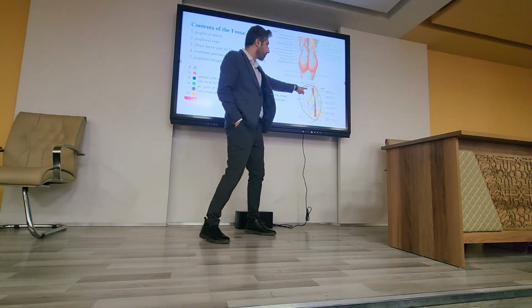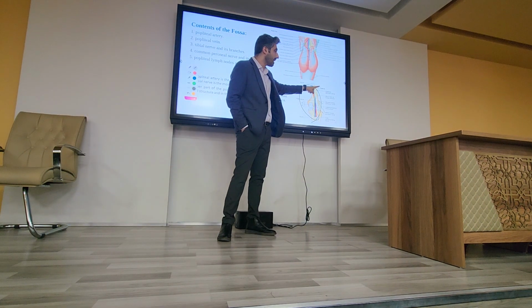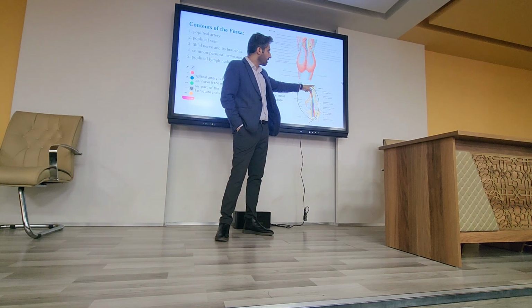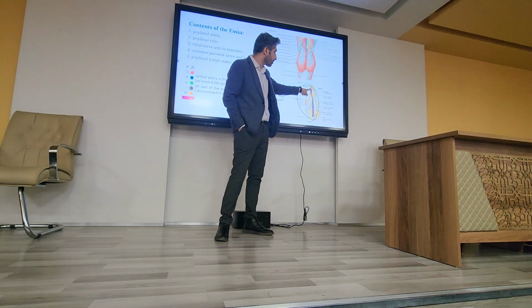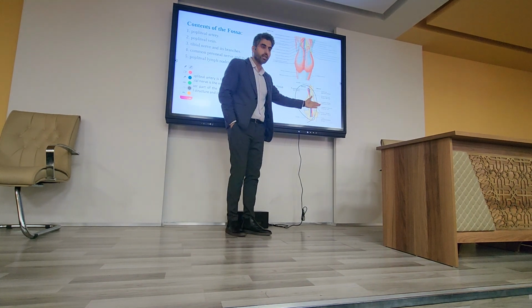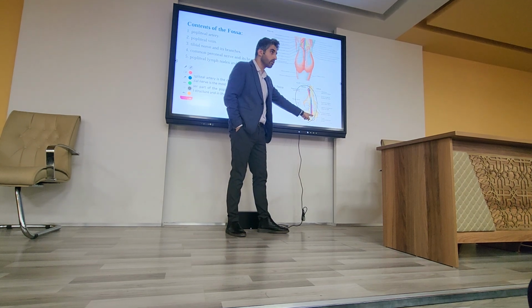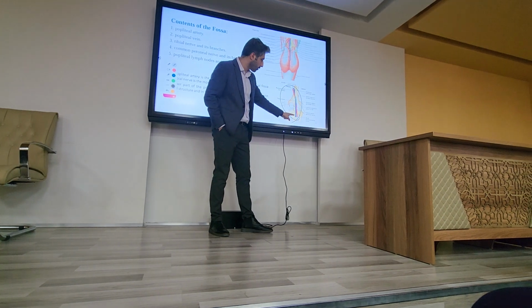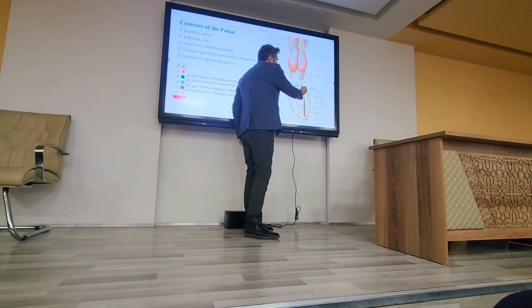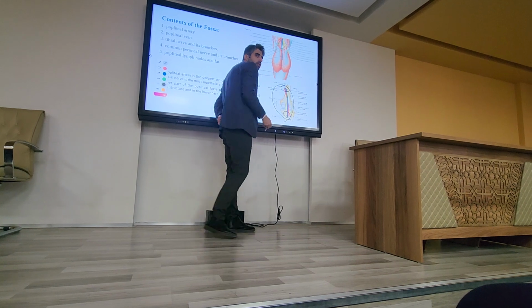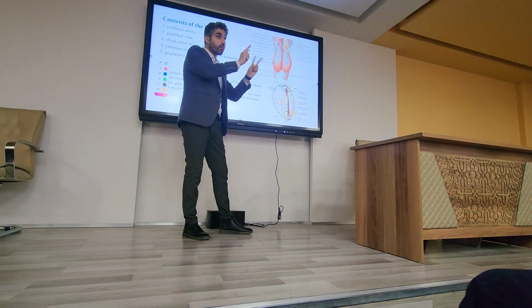The tibial nerve in the upper part is the most lateral structure. Artery, vein, nerve. But look at the lower part, it changes. The artery goes from medial to lateral. The vein is medial again. The nerve goes from lateral to medial. So here we have artery, vein, nerve. Here we have nerve, vein, artery. The order changes from lateral to medial.